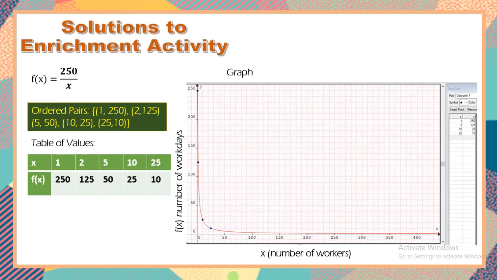Next, 10, 25. Okay, this one. And lastly is 25, 10. Okay, so as you observe, as our x or number of workers becomes bigger, our y or number of workdays becomes smaller. Or in short, if there are more workers, the number of workdays becomes smaller.